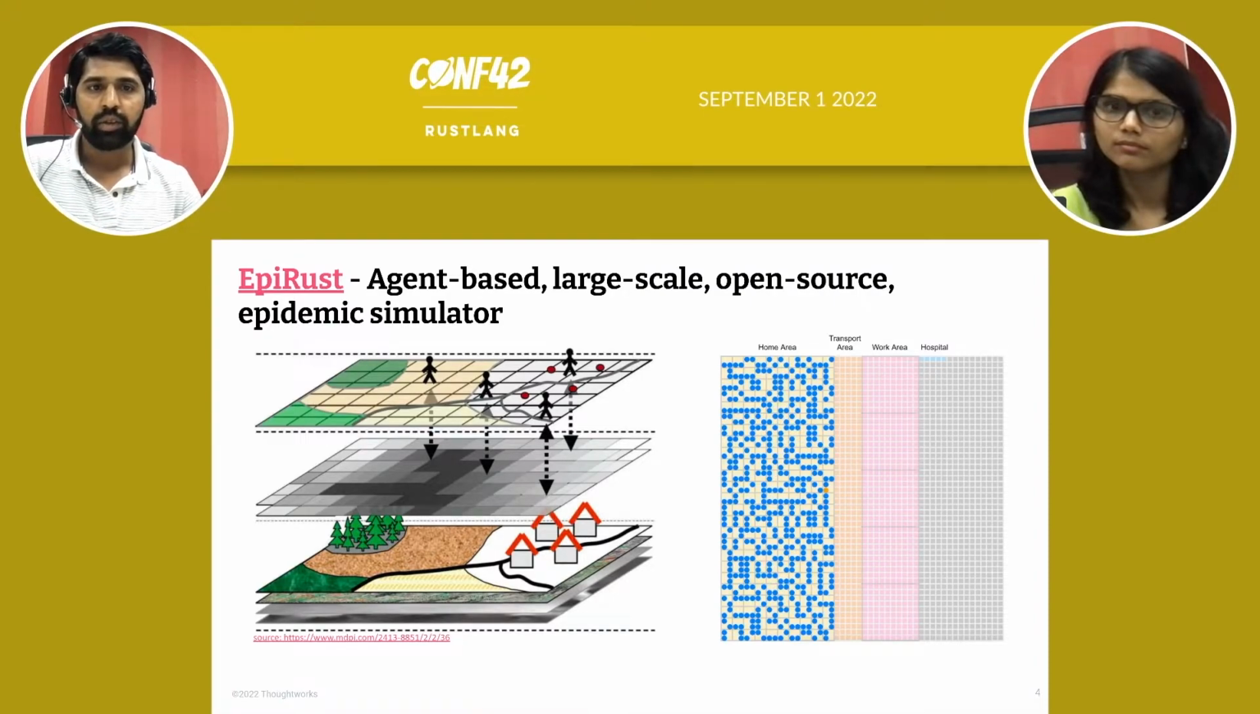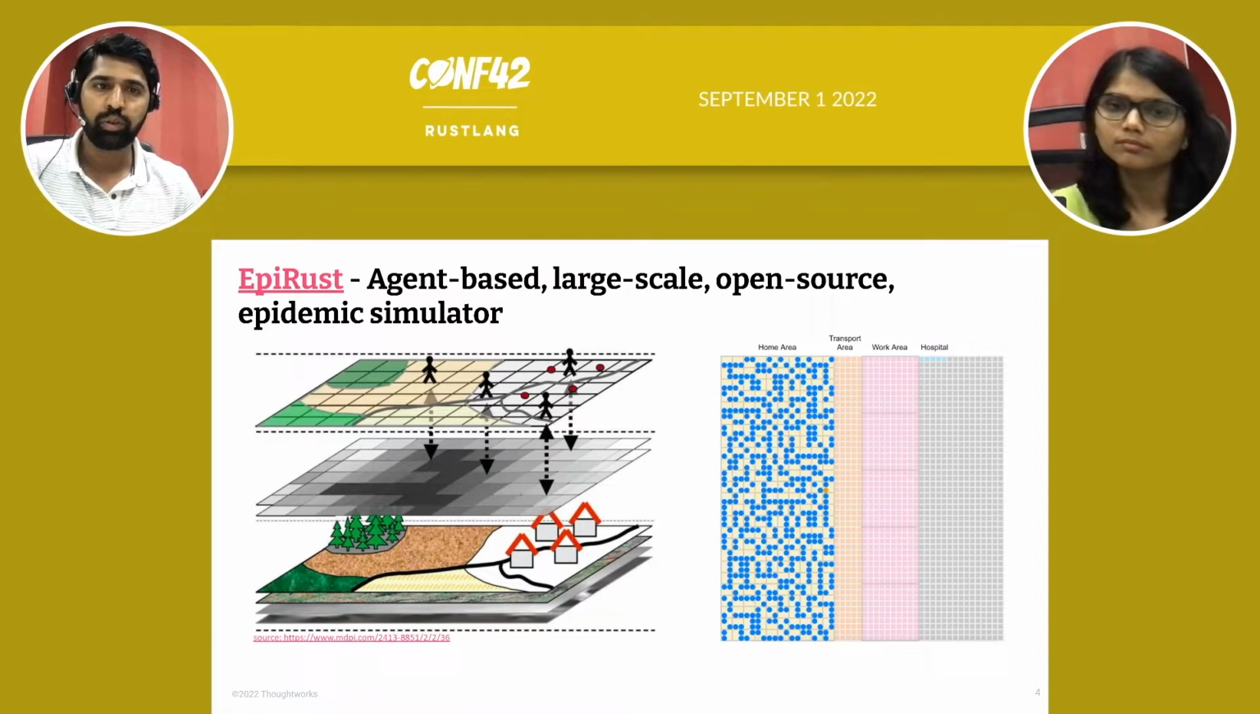So on the right, we can see a grid which is depicting a minimalist model which we are using for EpiRust. Every blue dot in this grid is an agent. This is one of the smaller scale models, which might be for a few hundred individuals. All of these individuals stay in a certain home area where they interact with their family members.